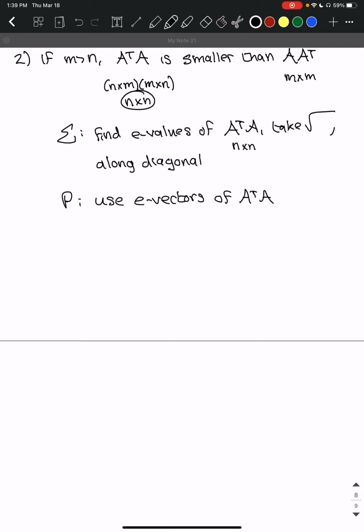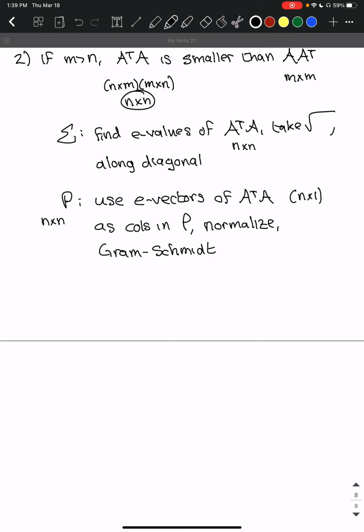So for P, I'm going to use my eigenvectors of A transpose A. Remember, P is N by N, and these are N by 1, as columns in P. Before I do that, though, I need to normalize them. And again, I need to use Gram-Schmidt if necessary, meaning if I have multiplicities of eigenvalues that are greater than 1. Okay, so that's the main difference here.